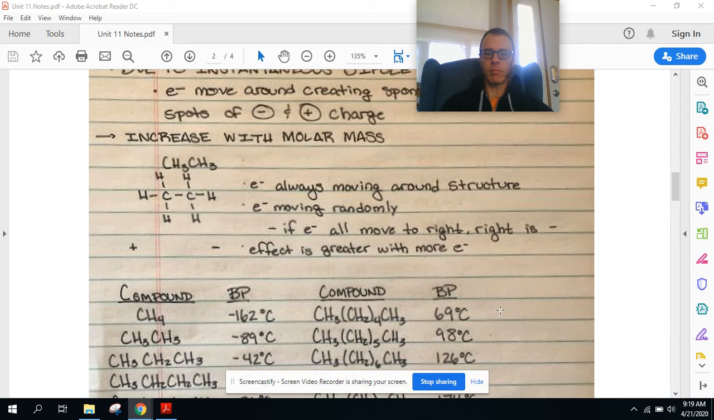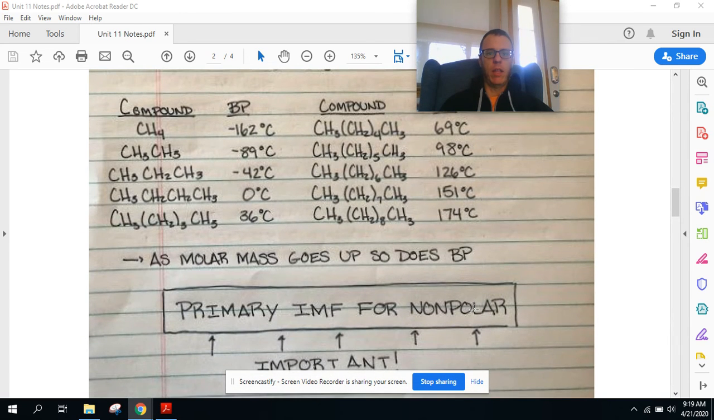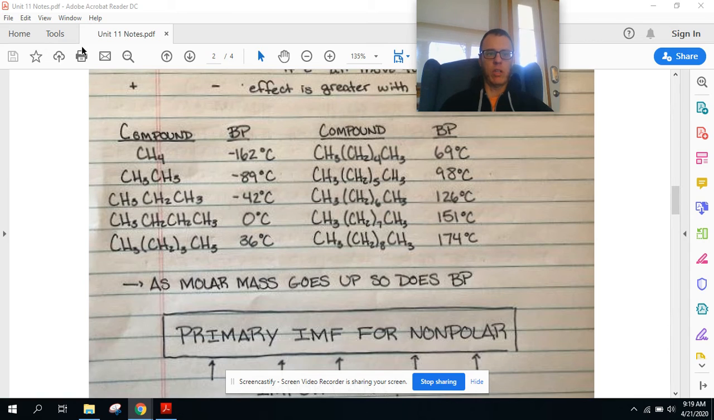So here you could see I have a list of boiling points. All I'm doing is adding a carbon and then the hydrogens that go along with it. These are just straight chain hydrocarbons. And so what we get is methane, negative 162 Celsius, ethane starts to increase, propane, butane, pentane. And you can see that as we start adding more carbons and hydrogens, the boiling points increase.